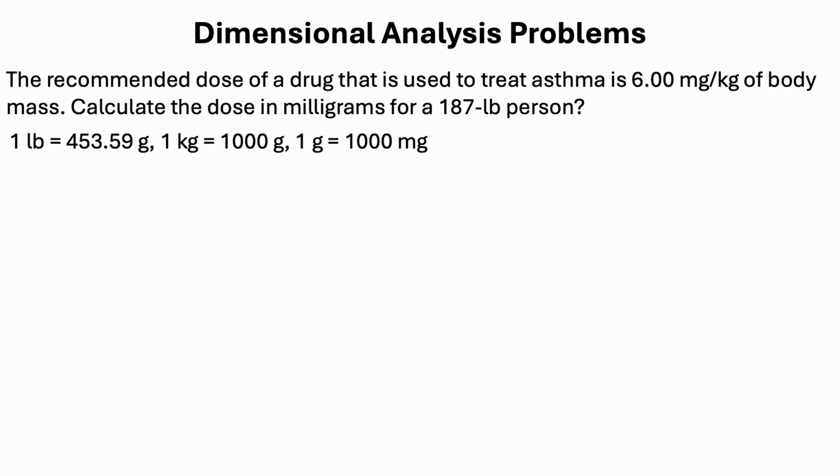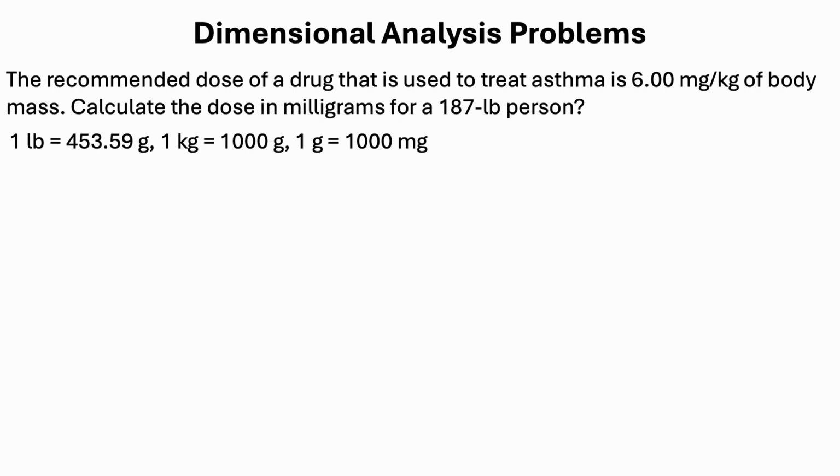Let's see how we can use unit conversion in this problem. The recommended dose of a drug that is used to treat asthma is 6.00 milligrams per kilogram of body mass. Calculate the dose in milligrams for a 187-pound person. Some conversion factors are also given to use in the calculation. What we need to do here is you are given the dose of this drug, which is 6 milligrams per kilogram of body weight.